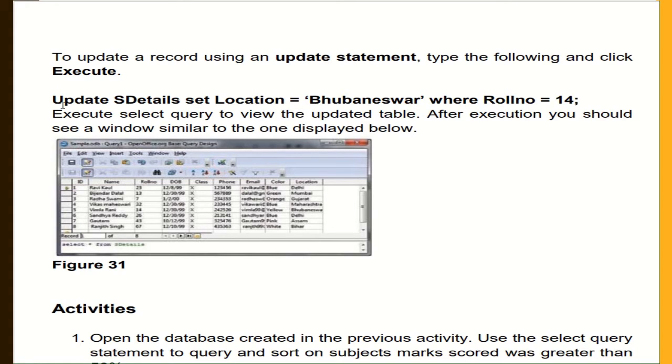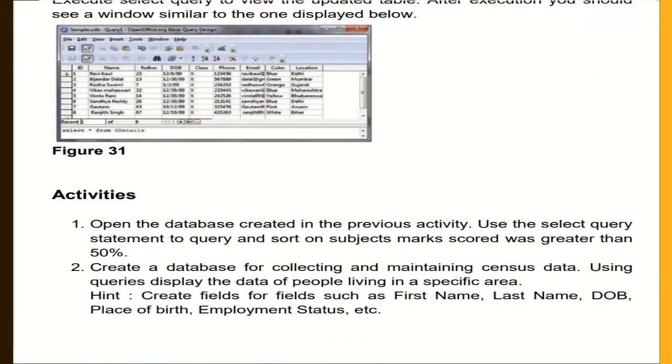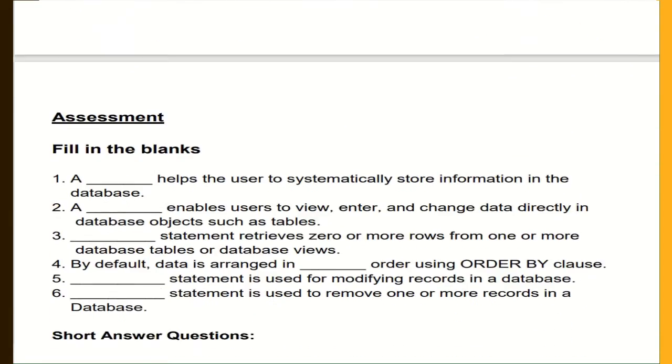So what is the syntax for that? Update table name, set, which column you need to set, that column name you need to write, and the value should be written over here, where from which column, which row you need to set, that particular roll number, or anything like date of birth, class, you can write or mention here. Okay, so this is all about your section number 4.